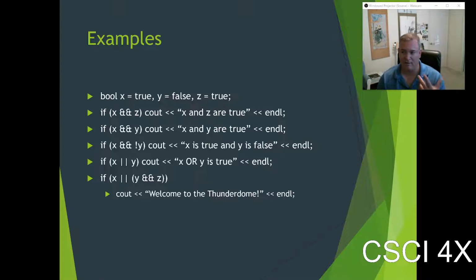In CS 106B, we go into more detail on how to manage the complexity of really complicated if statements. I've seen if statements that had like 50 different clauses inside of them, and it gets really hard to debug. I don't recommend it. But here we're saying either X is true or both Y and Z are true. So is it going to print? Welcome to the Thunderdome, yes or no?